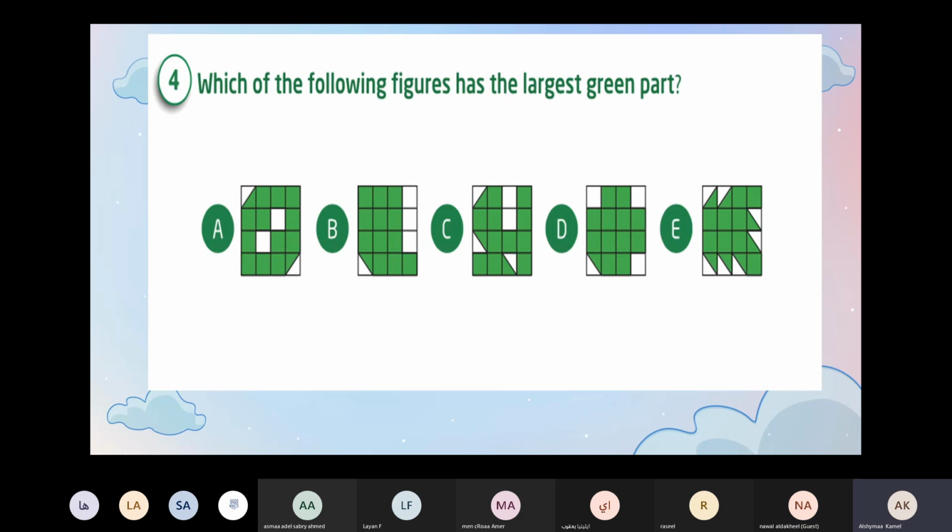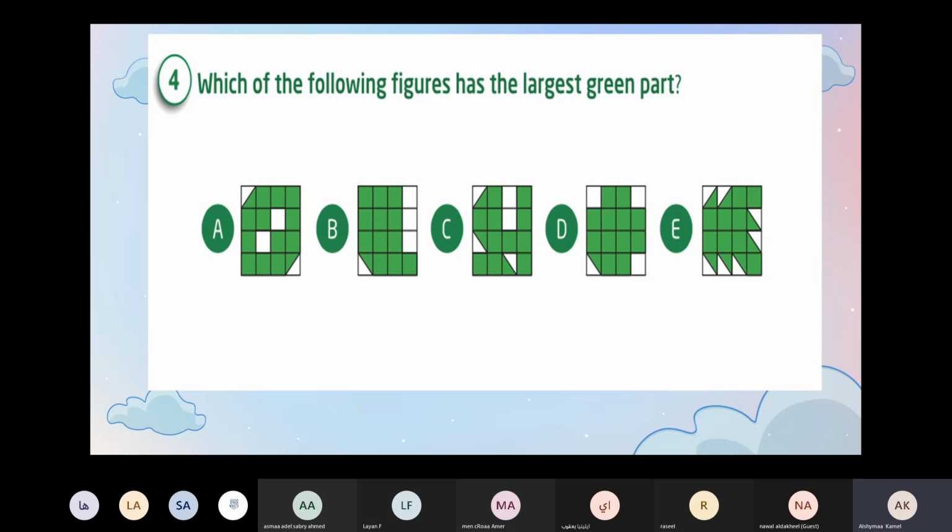Number 4. Layan Faisal, read number 4. Which of the following figures has the largest green part? Has the largest green part. So we should count how many parts with each figure to know which one has the largest one.